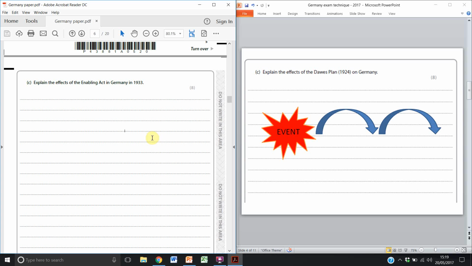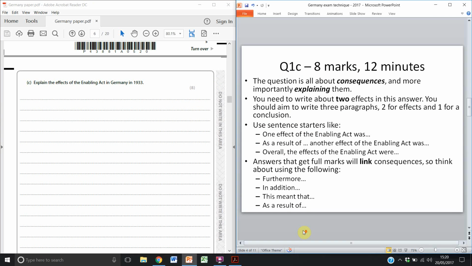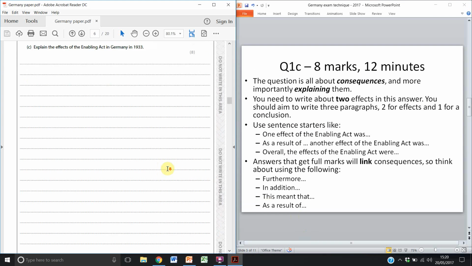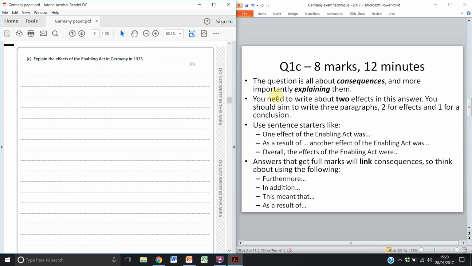So that word because is really going to help you here. This question is worth 8 marks, so I would be looking for you to spend about 12 minutes on your answer to this question. So it's all about the consequences of an event, and more importantly, explaining the consequences of an event. You need to write about 2 effects in this answer, and you should aim to write, I would recommend, 3 paragraphs. 2 for the 2 effects that you're going to write about, and if you can, but it's not essential, but it will help, try and write a 3rd paragraph where you give a little conclusion.